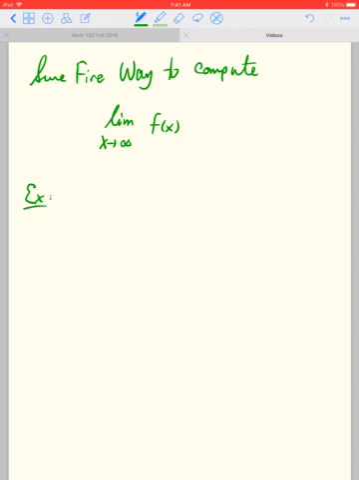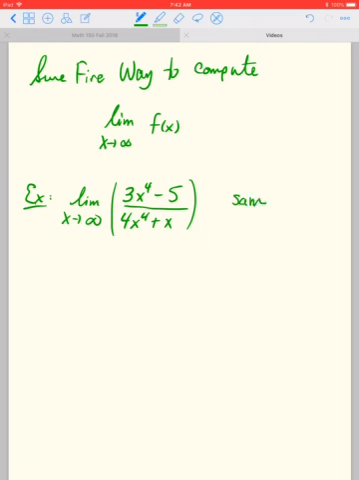And in class, let's do an example. Let's review. In class, we had an example where we had something like the limit as x goes to infinity of 3x to the fourth minus 5 over 4x to the fourth plus x, maybe. And our intuition was when we have same degree polynomials on top and bottom, then the answer is just going to be the ratio of the leading coefficients. So this is all the work that you'll have to show on the exam.